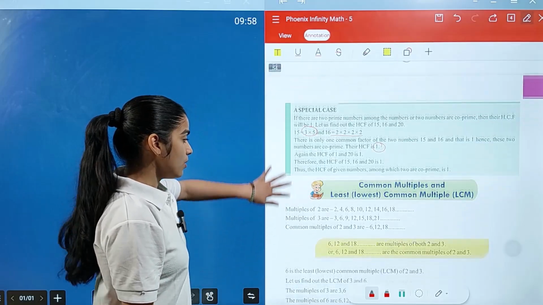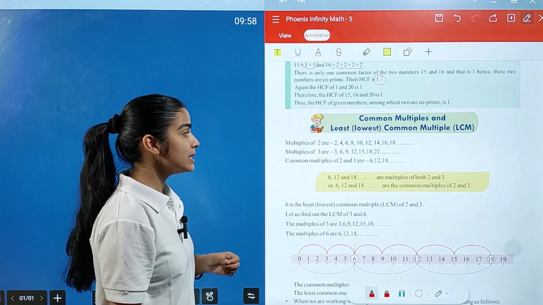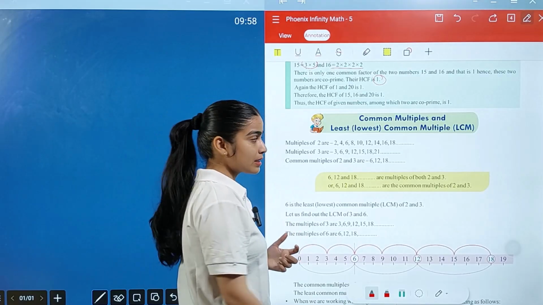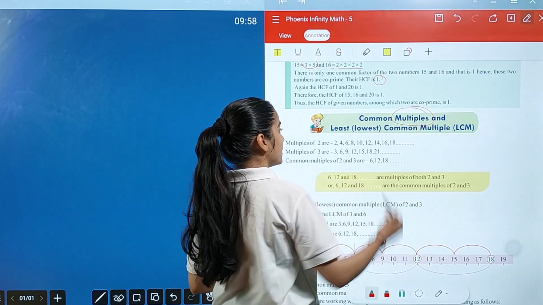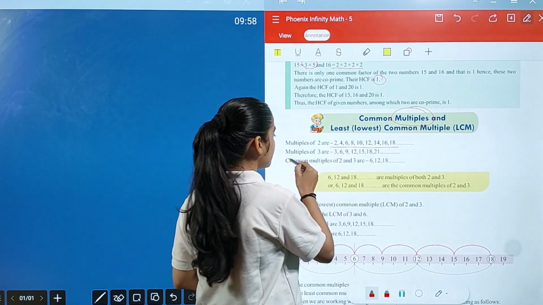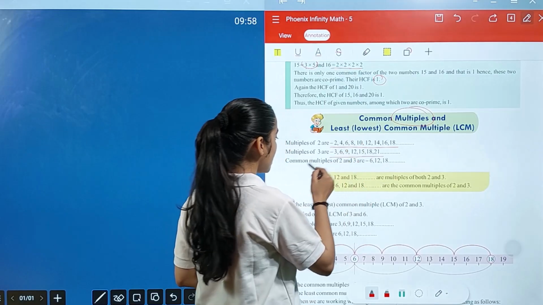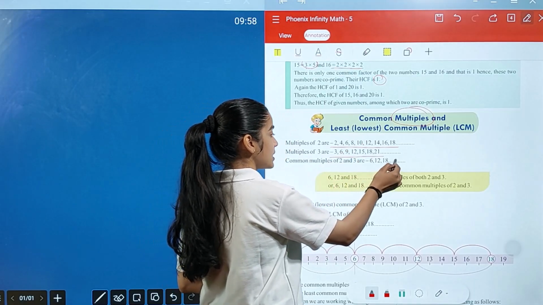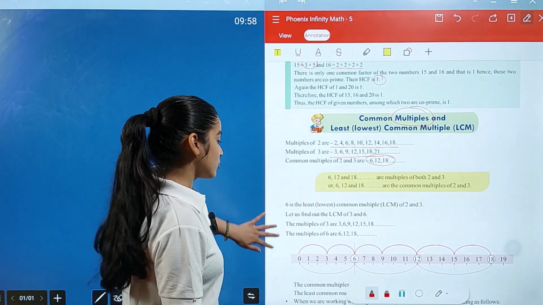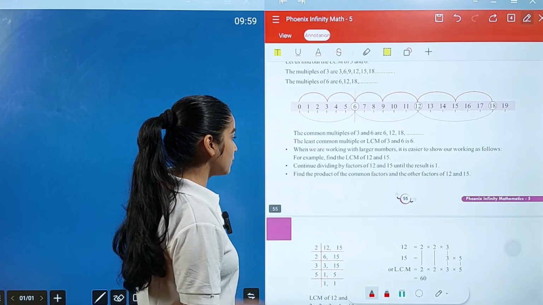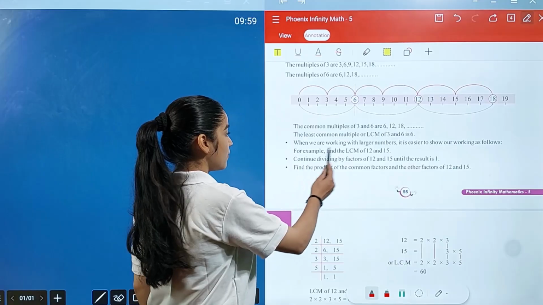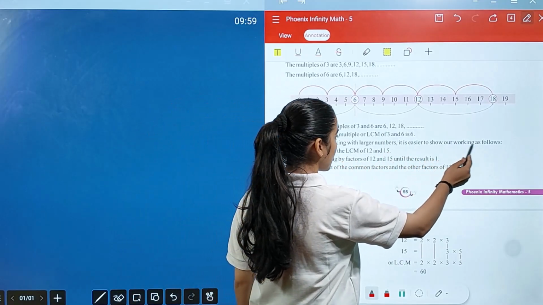Okay. Now we have common multiples and the lowest common multiple. In the previous section we learnt about factors, and now we deal with multiples. Multiples of 2 are these, and multiples of 3 are 3, 6, 9, 12 and so on. So the common multiples of 2 and 3 are 6, 12, 18, which are multiples of both 2 and 3. Similarly, we can find others. If we are working with large numbers, it is easier to show our working as follows.